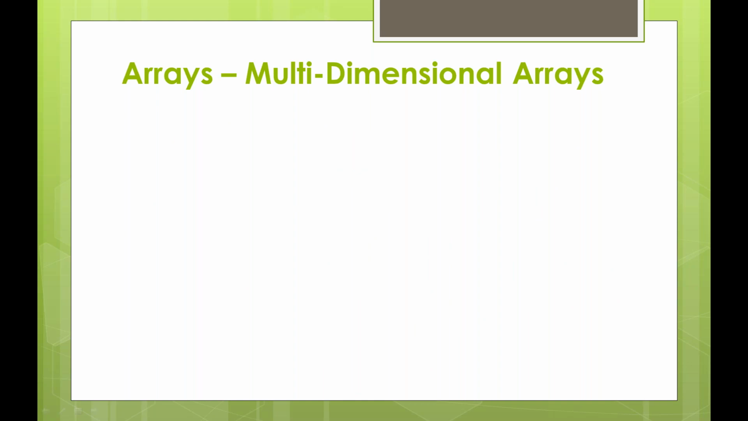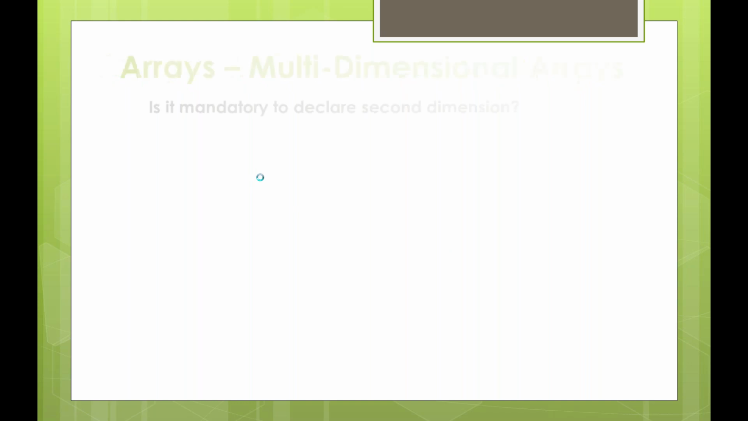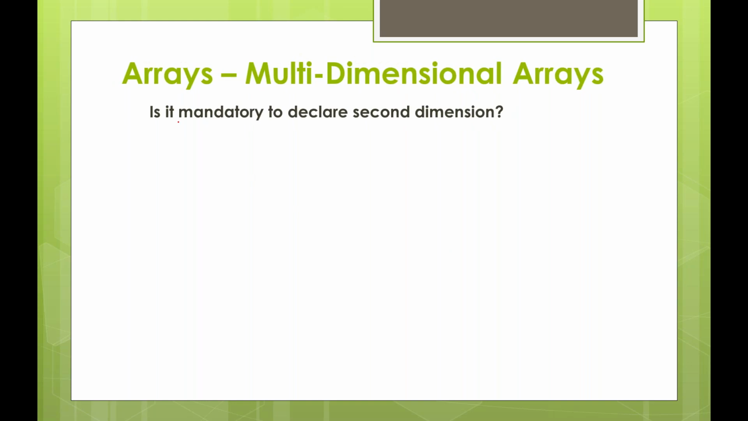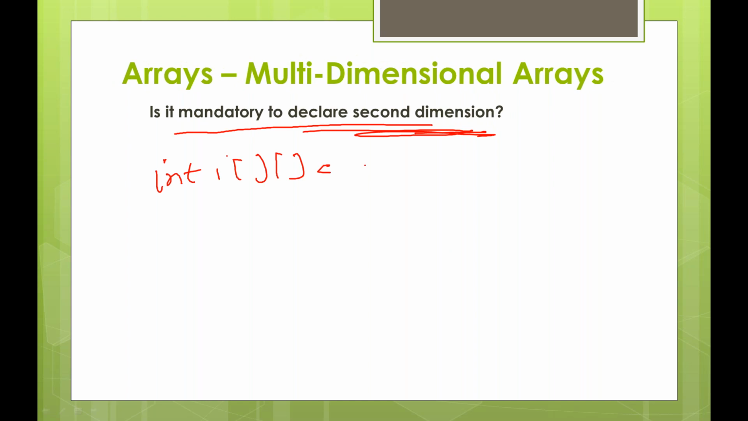Let us see, I have mentioned one more point here. Is it mandatory to declare the second dimension for two-dimensional arrays? It is not required. So how do you specify it? i is equal to new int of 2 comma, empty. This is also valid.